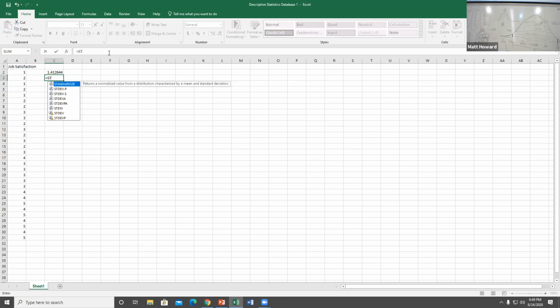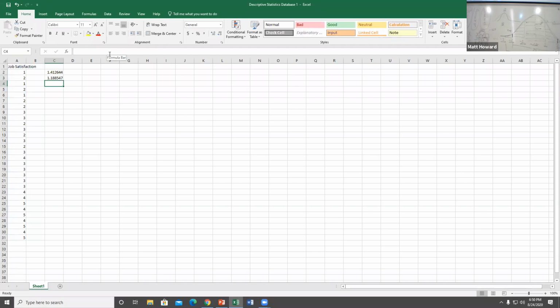And for this class, I'm always going to be happy if you just use the STDEV command. I'm always going to count that correct. Always, always, always. So we're going to do equal STDEV, and then open parenthesis, and do the same thing. Click and drag, and then what's the last thing I need to do? Yeah, close that parenthesis. And hit enter, and that is our standard deviation right there.